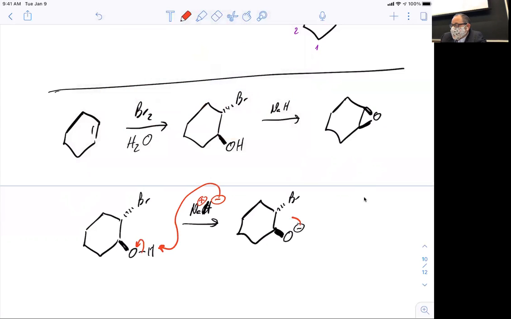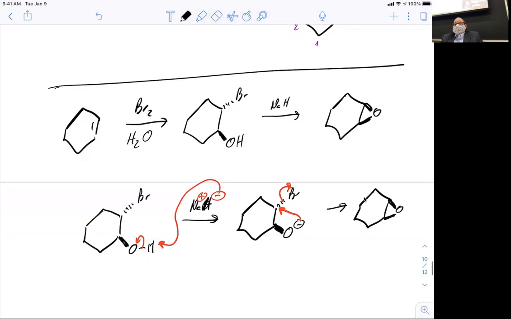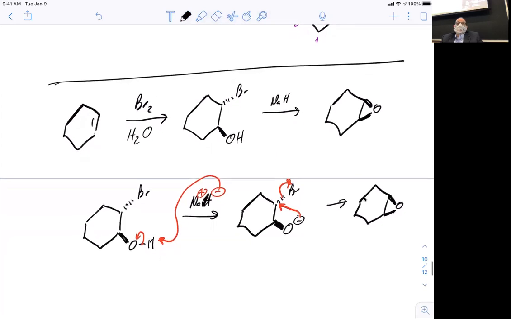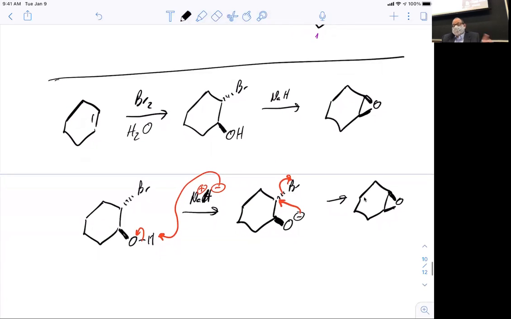Okay, and then this is set up in the right geometry to do a backside attack to give us this intramolecular epoxide formation, right? It is a form of an ether. It's a cyclic ether. Questions about this one? We'll go over this again on Tuesday because we'll look at formations of ethers, and you have 2 forms of ethers, this one and the one we saw with alkenes.